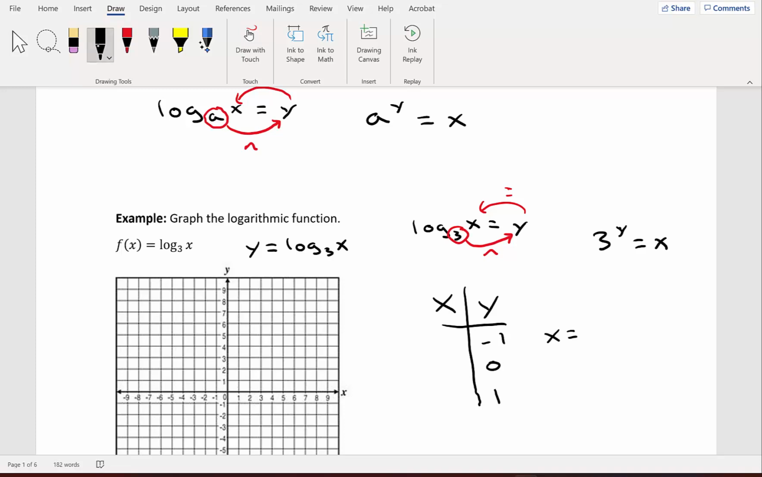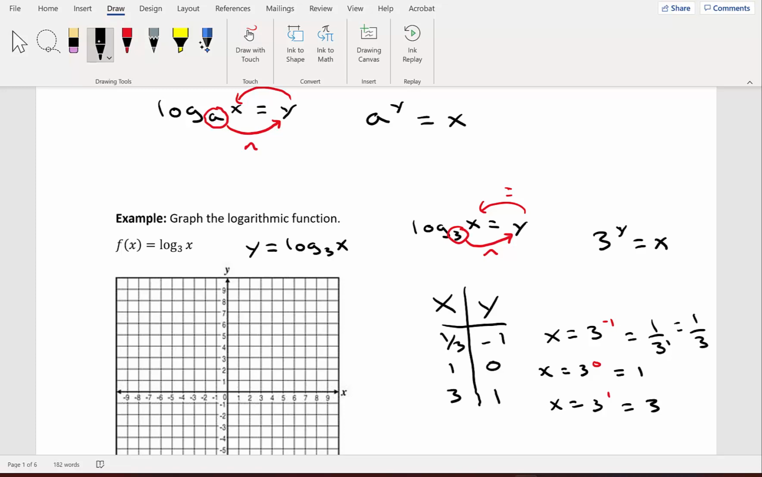raised to the negative first power. I have 3 raised to the negative first. Now remember, whenever you have a negative exponent, you take the reciprocal and change it to positive. So I have 1 over 3 raised to the first, which gives me 1 over 3. So I have the ordered pair, 1/3 comma -1. Next, let's go ahead and plug in a 0 for our y. So we have 3 raised to the 0th power. So 3 raised to the 0th power gives me 1. So I have the point 1, 0. And now if I plug in 1 for my y, I get x is equal to 3 raised to the first power. So 3 raised to the first gives me 3.